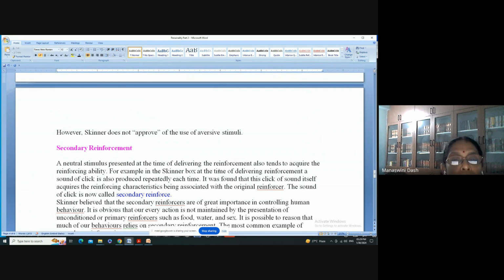However, Skinner doesn't approve of the use of aversive stimuli. He was never in favor of punishment. Psychologists do not approve the use of punishment.